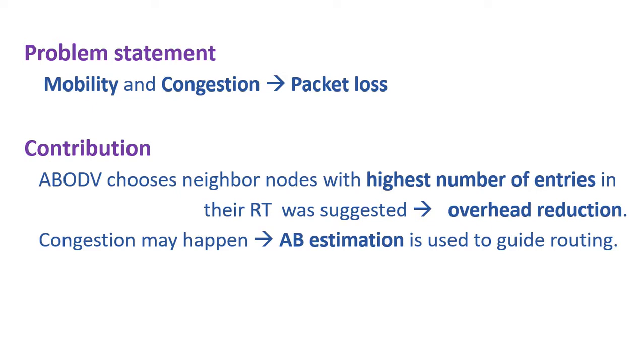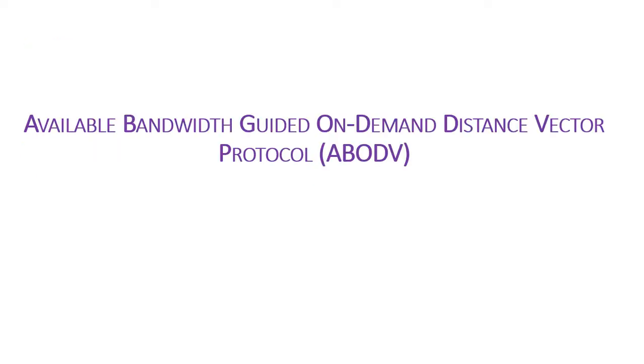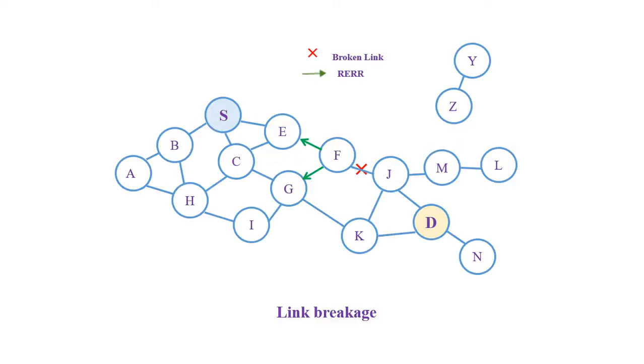Our contribution is that we suggest a protocol that chooses neighbor nodes with the highest number of entries in their routing table to reduce the overhead that AODV protocol suffers from. However, this modification may lead to congestion. Therefore, we add available bandwidth estimation on the routes to overcome congestion. We called our protocol Available Bandwidth Guided On-Demand Distance Vector Protocol, ABODV.